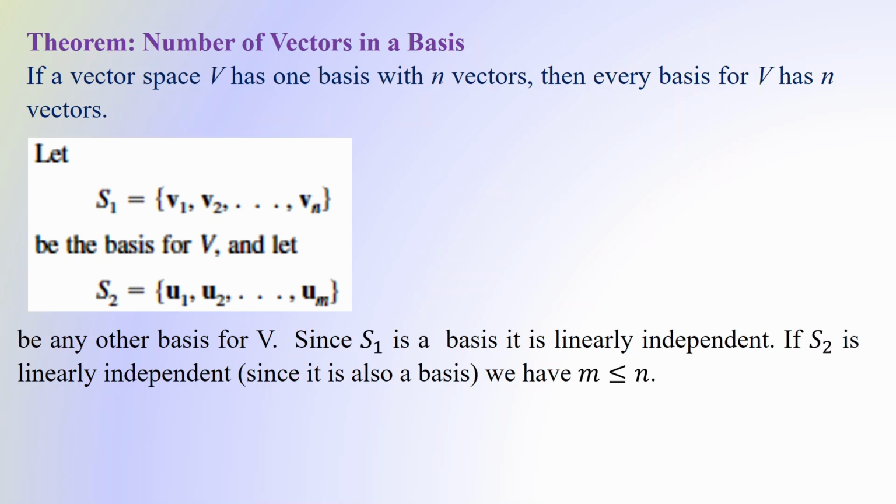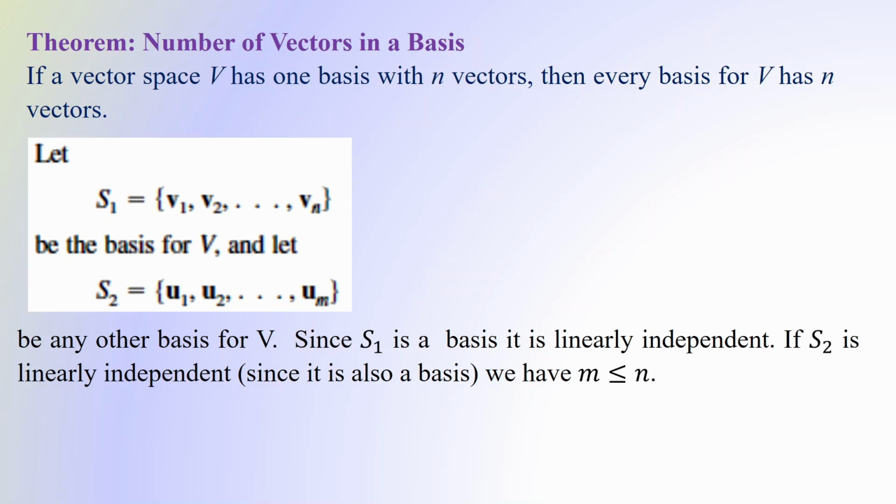Now we know that S1 is a basis, so S1 is linearly independent. We know that S2 is also linearly independent because it is also a basis. Therefore m should be less than or equal to n. If S2 contained more than n elements, S2 would be linearly dependent. But since it is a basis, it cannot be linearly dependent. So the number of vectors in S2 should be less than or equal to the number of vectors in S1. So we have m is less than or equal to n.